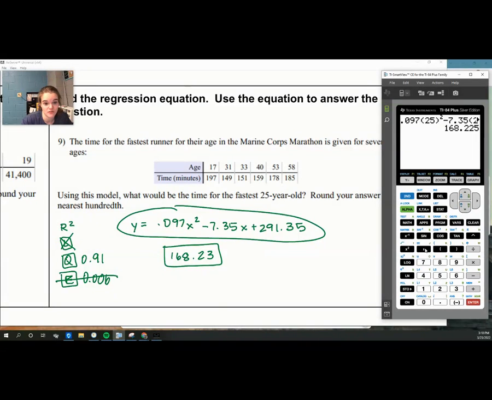Let's see if that makes sense. Is that between 197 and 149? Yes, it is. So we've probably done a good job. Kind of funny there, that falls in between the 50s range. So it looks like the fastest is around 30-ish, 31.